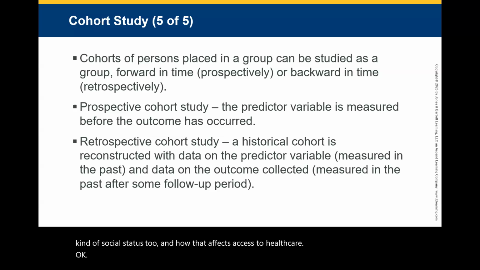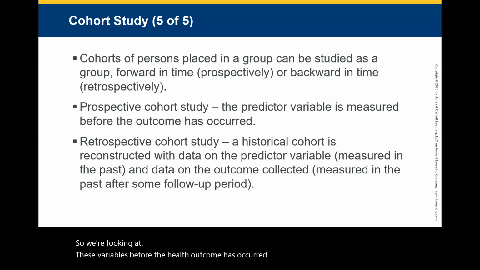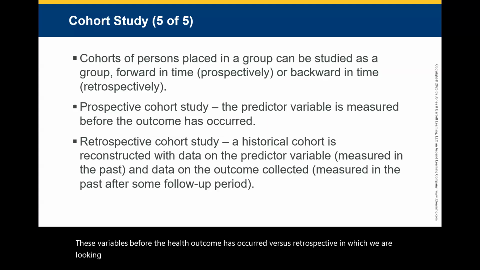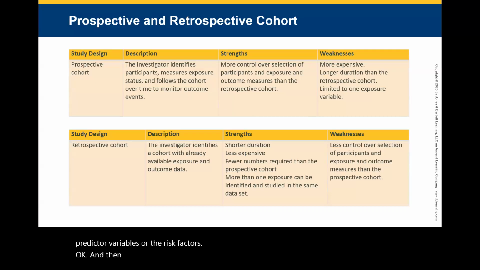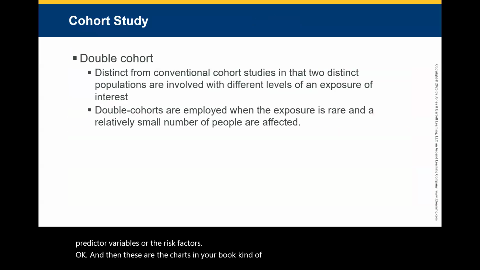And cohort studies can be prospective or retrospective. Prospective, once again, looking forward. So we're looking at these variables before the health outcome has occurred, versus retrospective, in which we are looking backwards. So we know the health outcomes, so we are collecting data on these predictor variables or the risk factors. And these are the charts in your book, summarizing prospective versus retrospective cohort designs.